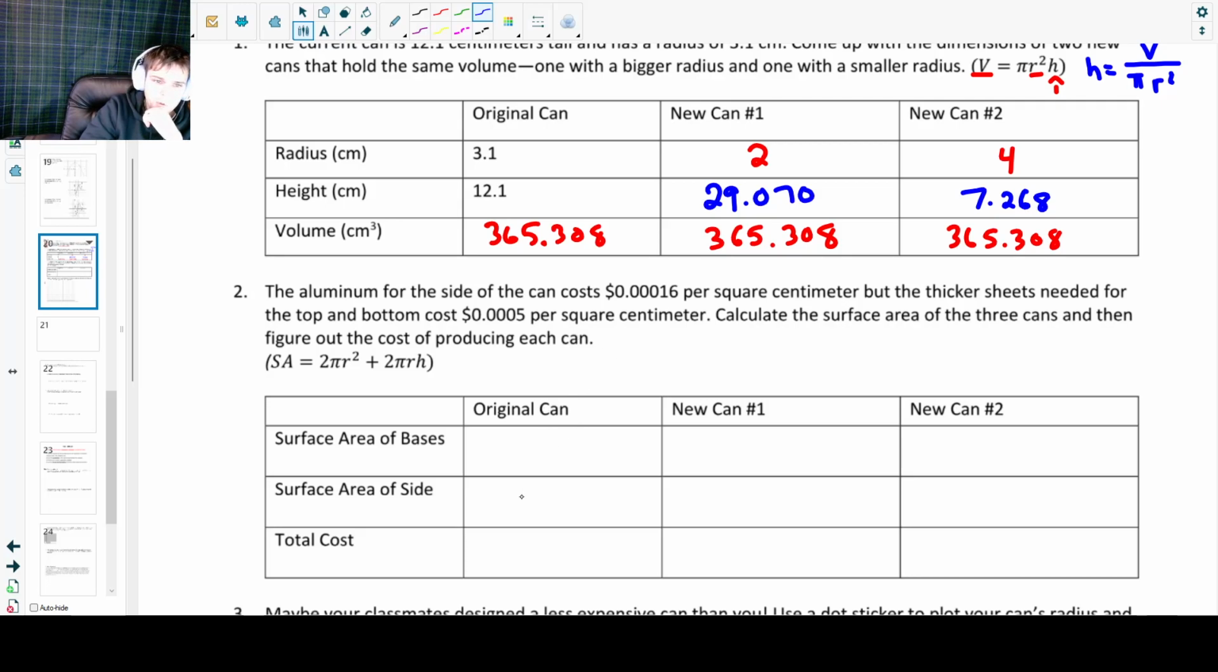Cool. So when we're doing surface area of a cylinder, we have the surface area of the top and bottom, that's 2 pi r squared, right? 2 circles.